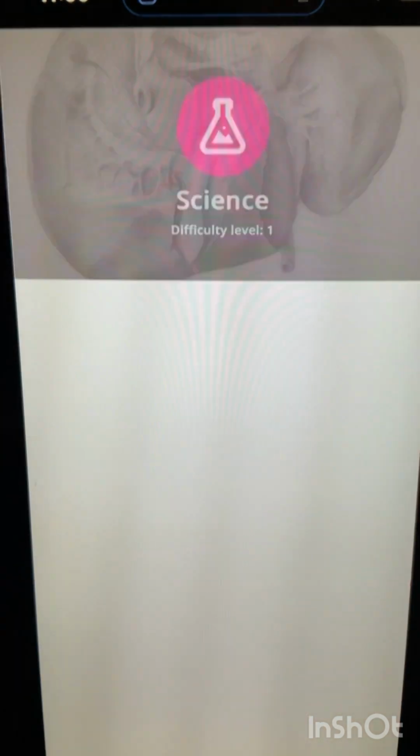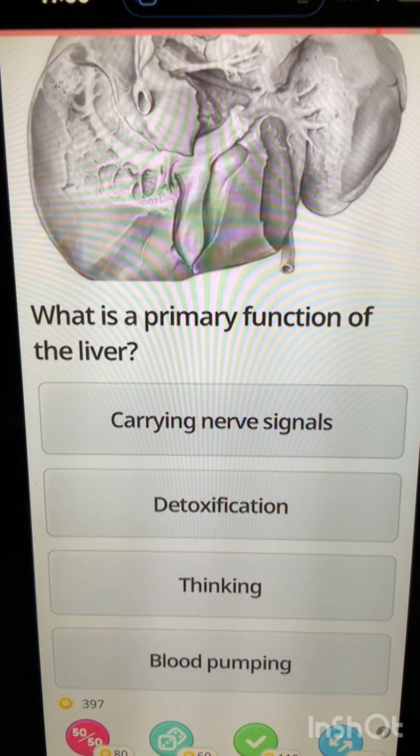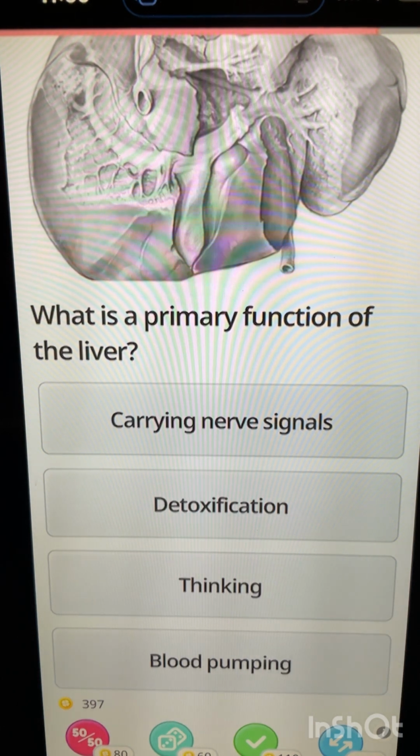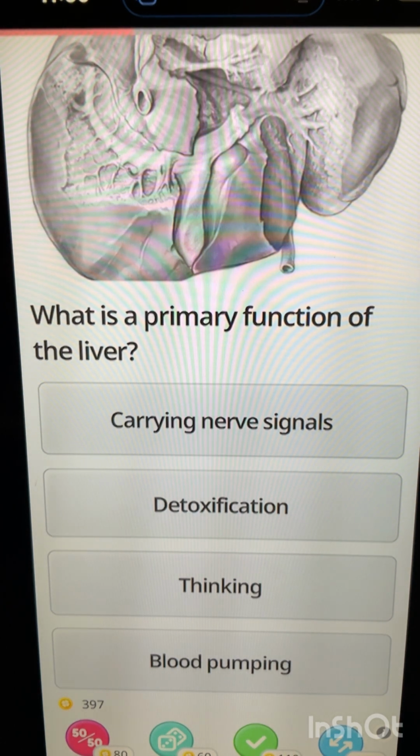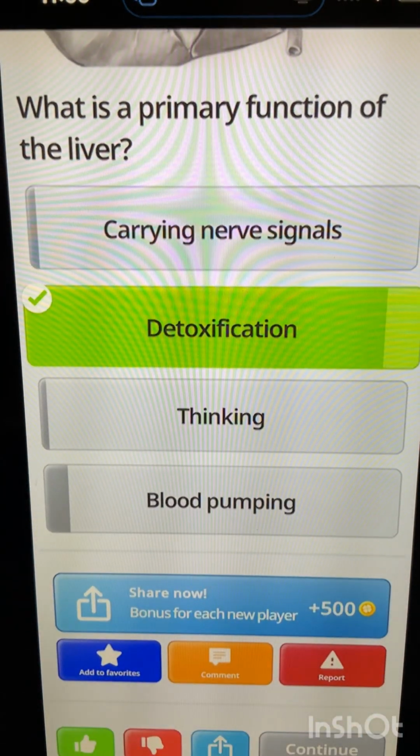So we're going to go for science and a difficult level. What is the primary function of the liver? A. Carrying nerve signals. B. Detoxification. C. Thinking. And D. Blood pumping. So the answer goes to detoxification.